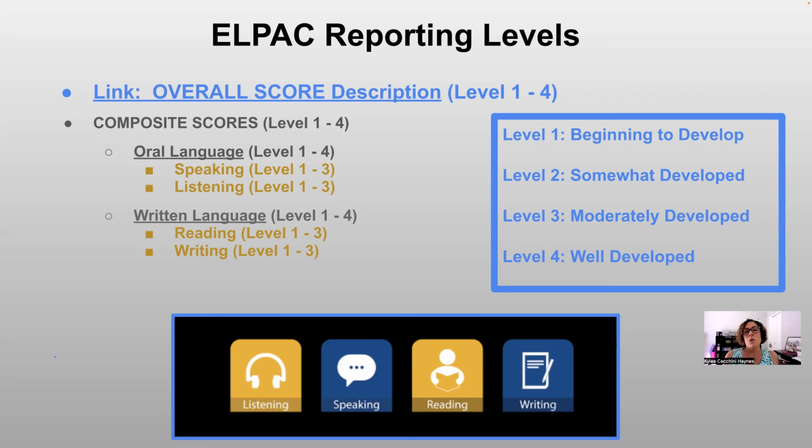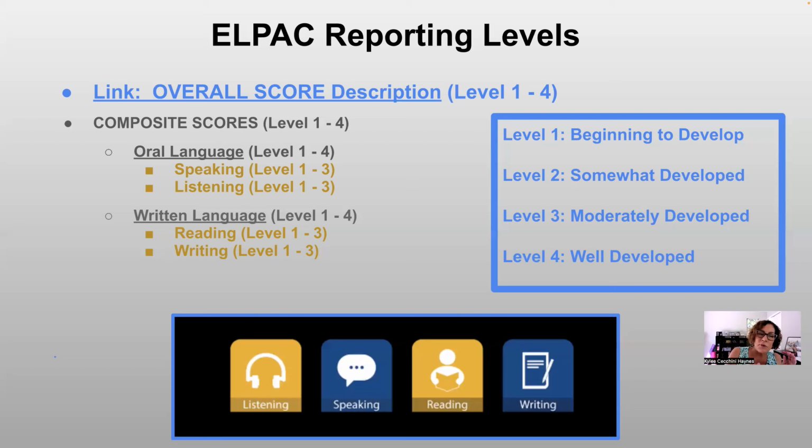So overall score 1 through 4. And if you wanted to click on this, well, the next slide will give us the actual description. I'll show you what that is. But if you were to click on this slide, it would also give you a document that showed in more detail, what does it mean when you're beginning to develop, or what does it mean when it's somewhat developed? All right. Also on this report, we have composite scores. Okay. There's going to be the overall score, and then there's going to be a score for oral language 1 through 4, and for written language 1 through 4, right?